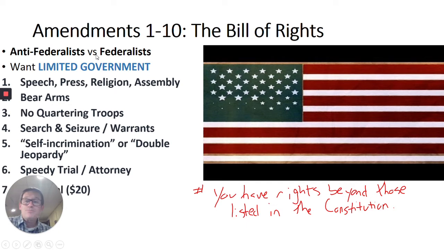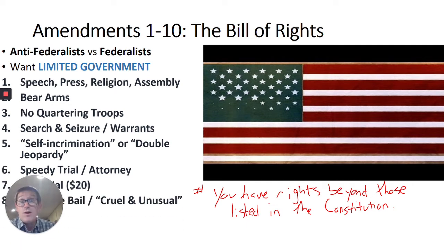At number 6, it says that you have a right to a speedy trial, and you have the right to counsel. You have the right to an attorney. We now know that if you cannot afford one, one will be provided. It wasn't always the case in United States history, but according to the Sixth Amendment, you have always had the right to an attorney and to a speedy trial in your criminal cases.